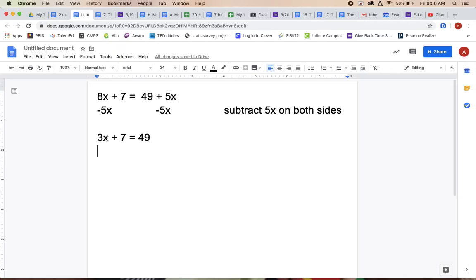So now I have all of my x terms on one side. I've got to get all of my non-x terms together. So this plus 7, to get rid of that, I would do the opposite, which is minus 7. If you notice a pattern, we're always doing the opposite, right? This was plus 5, so we did minus 5. This was plus 7, so we did minus 7. So I'm going to write what I did: subtract 7 on both sides. Cool. Now I'm going to write what we got left.